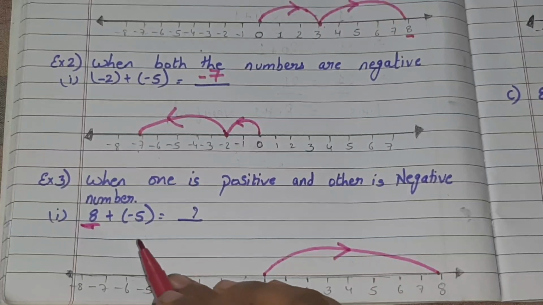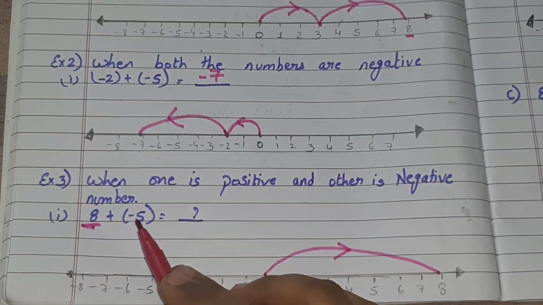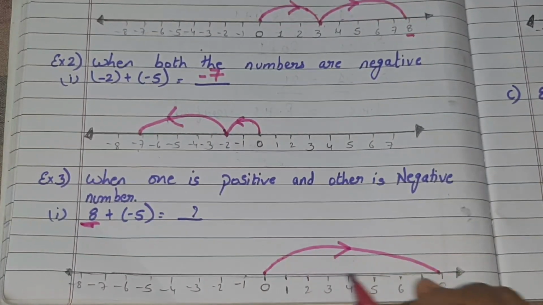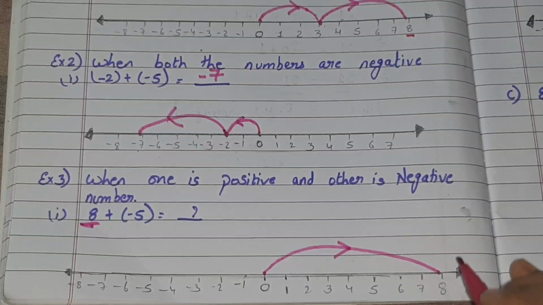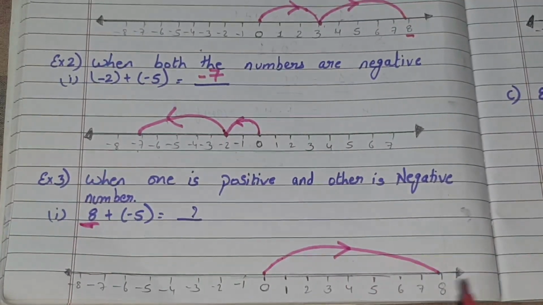Then what is said? We have to do plus minus 5. We have to do minus 5. Minus is there, that's why we will take it back. Why will we take it back? We will count 5 times and we will deduct.